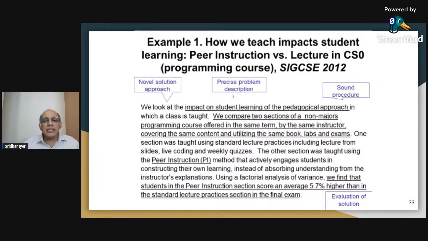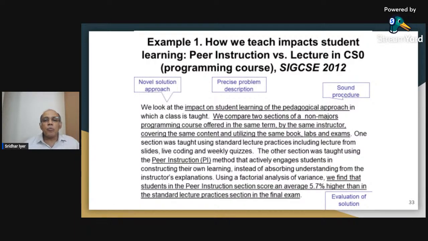So in one place, there is a precise problem description, right? They are saying impact of student learning of the pedagogical approach. And then they are talking about the solution approach. This is one of the earliest papers on peer instruction. This is a 2012 paper, more than 10 years ago. So that is the solution approach. Peer instruction is the solution approach, which is where there is novelty.